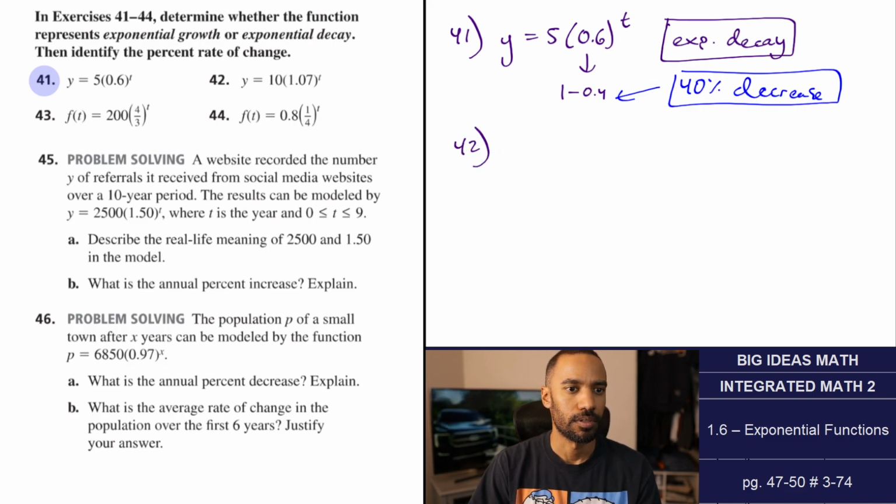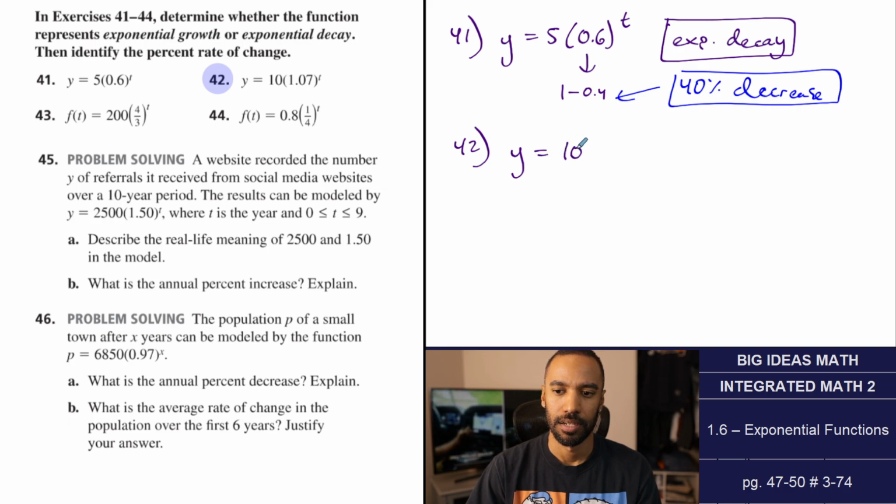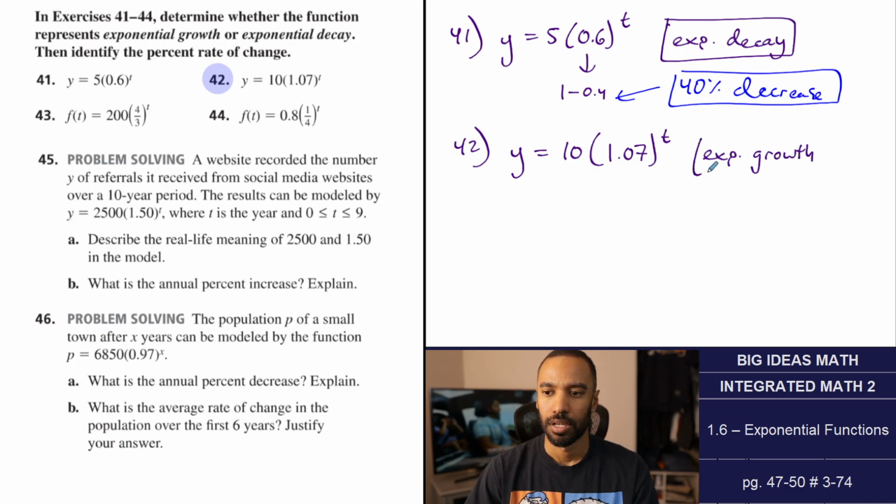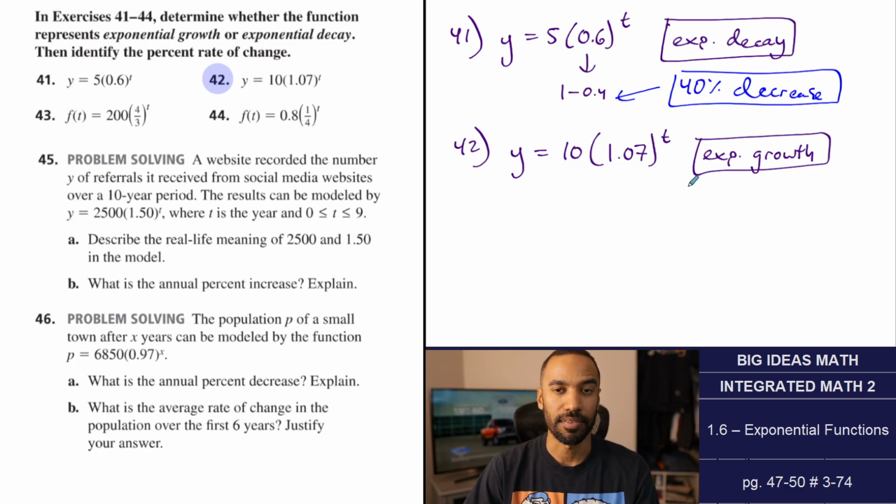42. So let's do that same thing for each of these. I have y equals 10 times 1.07 to the t power. This is more than 1. That's exponential growth. This is 1 plus 0.07. 0.07 is 7%. That makes this a 7% increase.